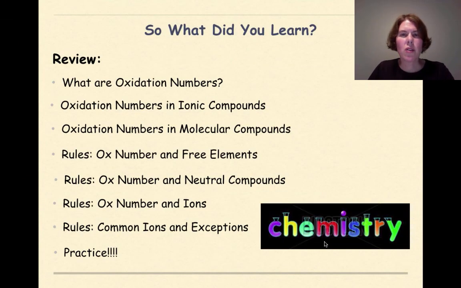So what did we learn in this tutorial? Well, we went over what oxidation numbers are. We looked at oxidation numbers in ionic compounds and in molecular compounds. We looked at oxidation numbers in free elements and the rules that accompany that. We looked at the rules that deal with oxidation numbers in neutral elements and in ions. We looked at some common ions and some exceptions to the rules. And finally, we did a little bit of practice at the end.